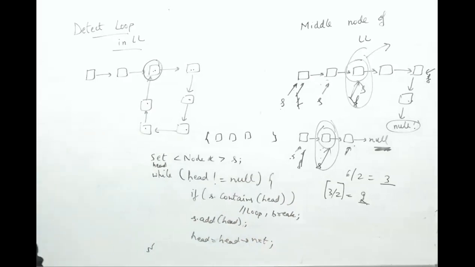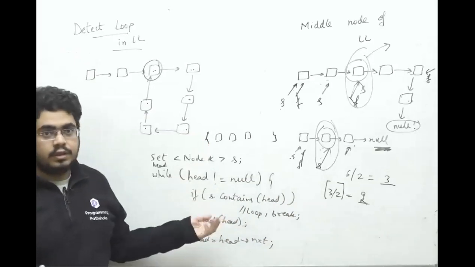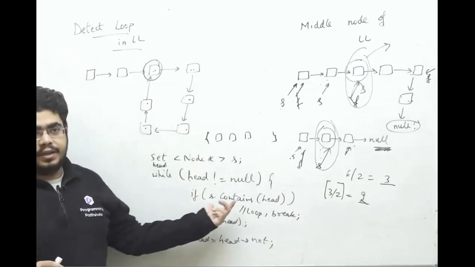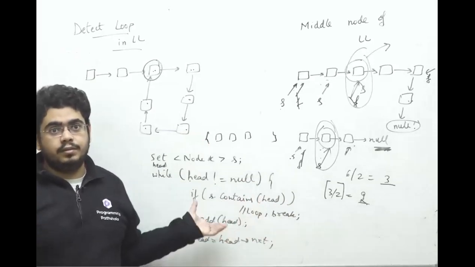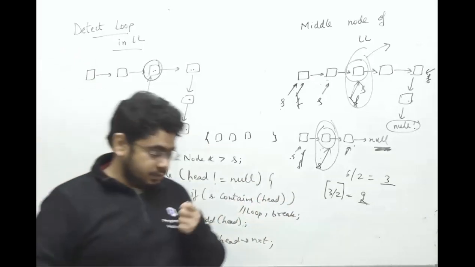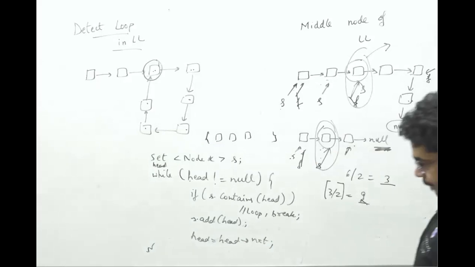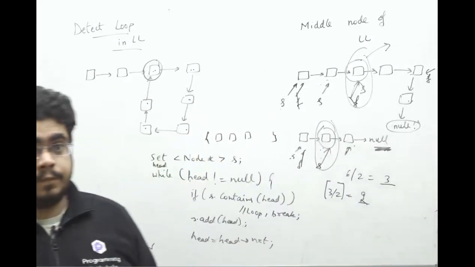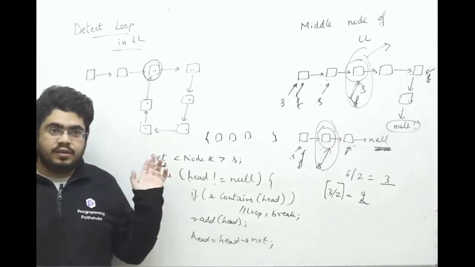Does this make sense? Create a simple set. Whatever node you are visiting, add it to the set. Keep on going. If before adding, you see that it's already there, that means I've already visited this. That means it's a loop and I'll break. Does that make sense? Yes or no? Everyone? Okay. Cool. But what is the problem here? Can you tell what's the time and space complexity here?